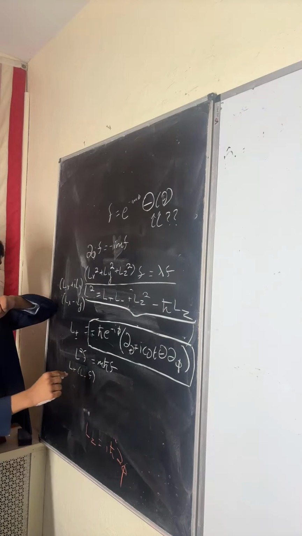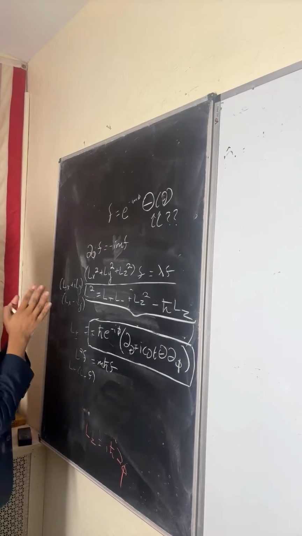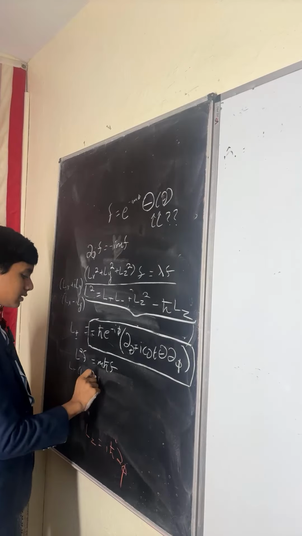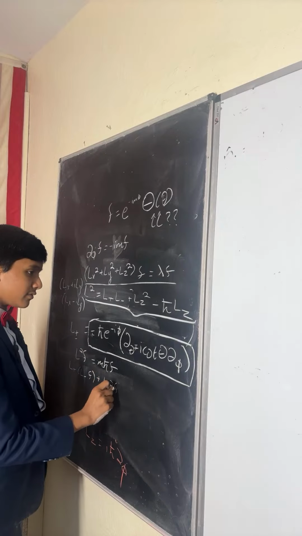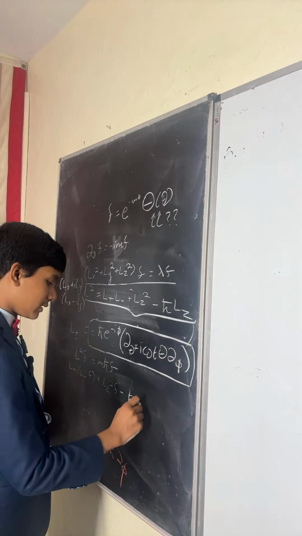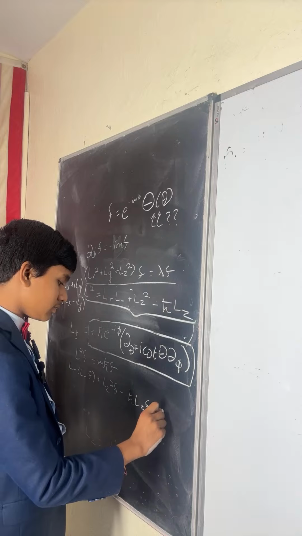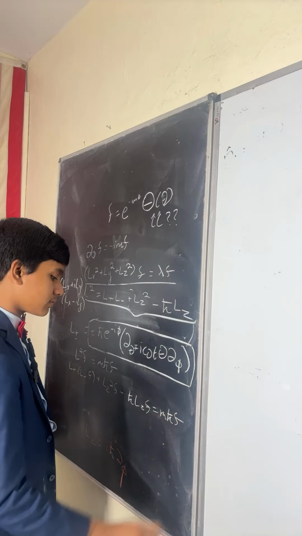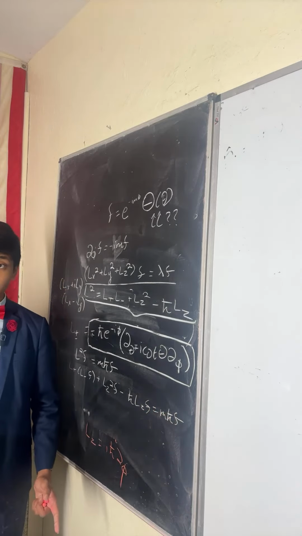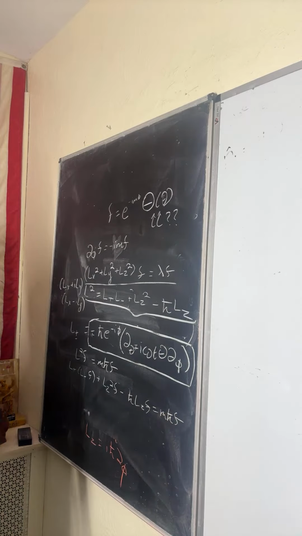Plus Lz squared f minus ħ Lz f is equal to m ħ f. Okay, we're a little bit cooked. Let me just make sure this is correct.